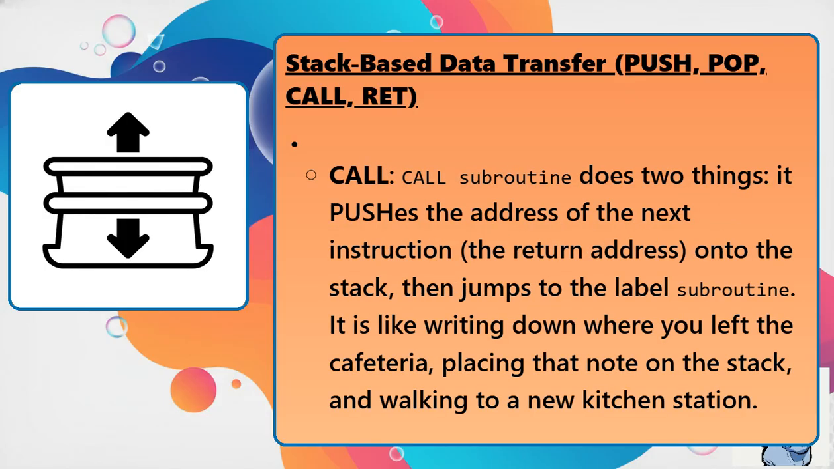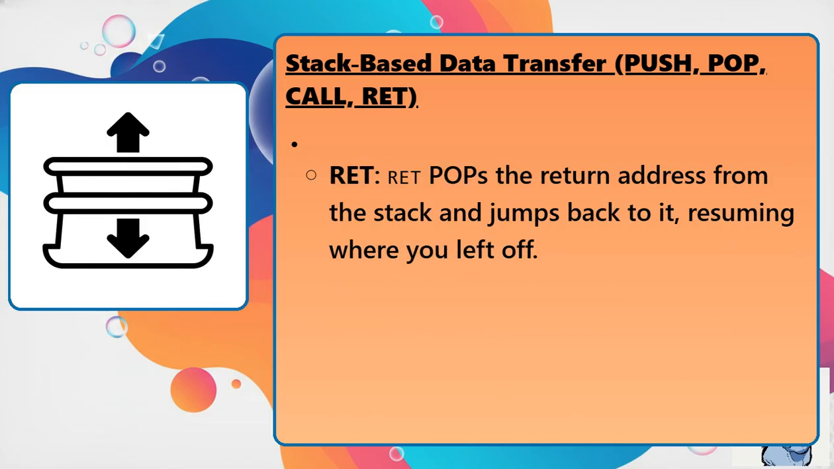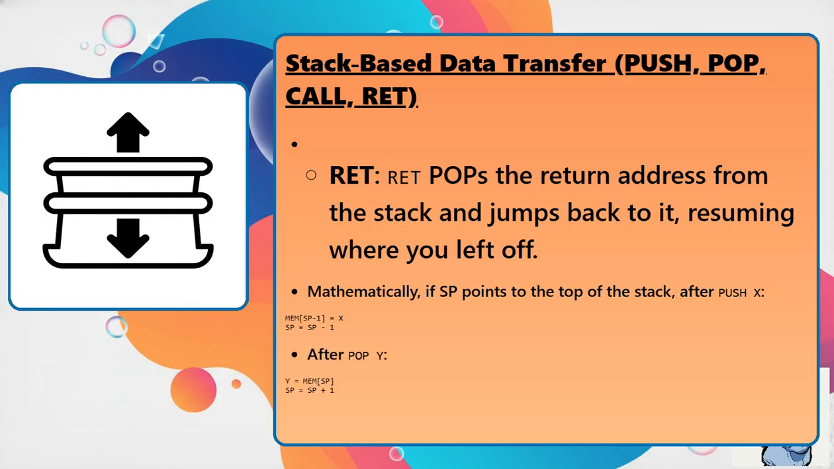CALL subroutine does two things. It pushes the address of the next instruction, the return address, onto the stack, then jumps to the label subroutine. It is like writing down where you left the cafeteria, placing that note on the stack, and walking to a new kitchen station. RET pops the return address from the stack and jumps back to it, resuming where you left off. Mathematically, if SP points to the top of the stack, after PUSH X, MEM[SP-1] equals X and SP equals SP-1. After POP Y, Y equals MEM[SP] and SP equals SP+1.